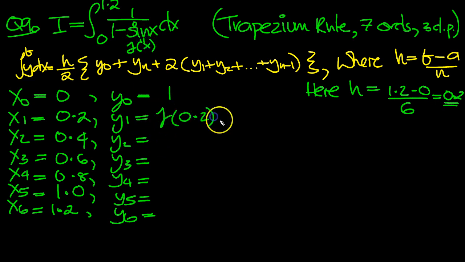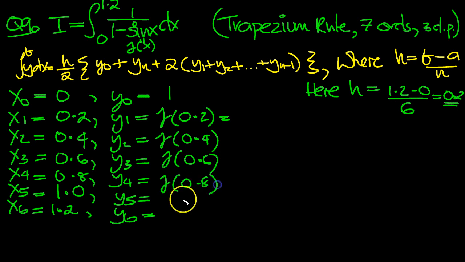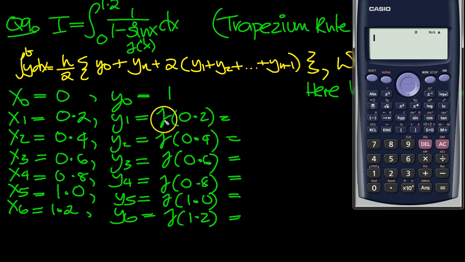So it'll be f of 0.2 here. Then we put in 0.4 into the calculator on the input. 0.6, f of 0.8, f of 1.0, and lastly it will be f of 1.2, won't it? So we need to work these out on the calculator. So the first one is 0.2, 1 over 1 minus sine 0.2. So 1 divided by bracket 1 minus sine 0.2. Close the sine bracket, close the bracket.